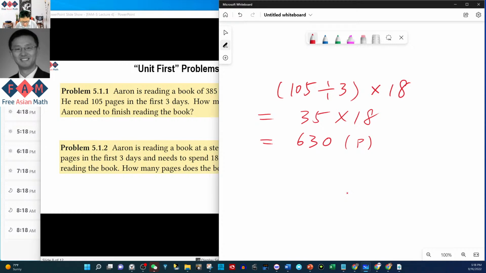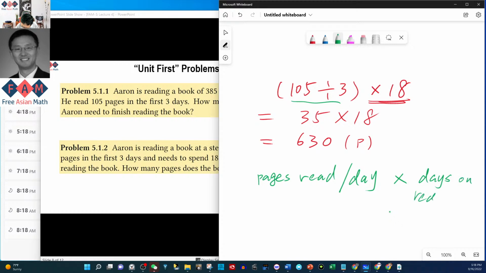So you can see that this problem is very closely related to the first one, except here, instead of using the total number of pages divided by this unit quantity, we are now multiplying this unit quantity with the total number of days to get the total number of pages. But all the underlying relationship is multiplicative. And what is this multiplicative relationship? Pages read per day times the number of days on reading will give you the total number of pages. That's the fundamental multiplicative relationship here.